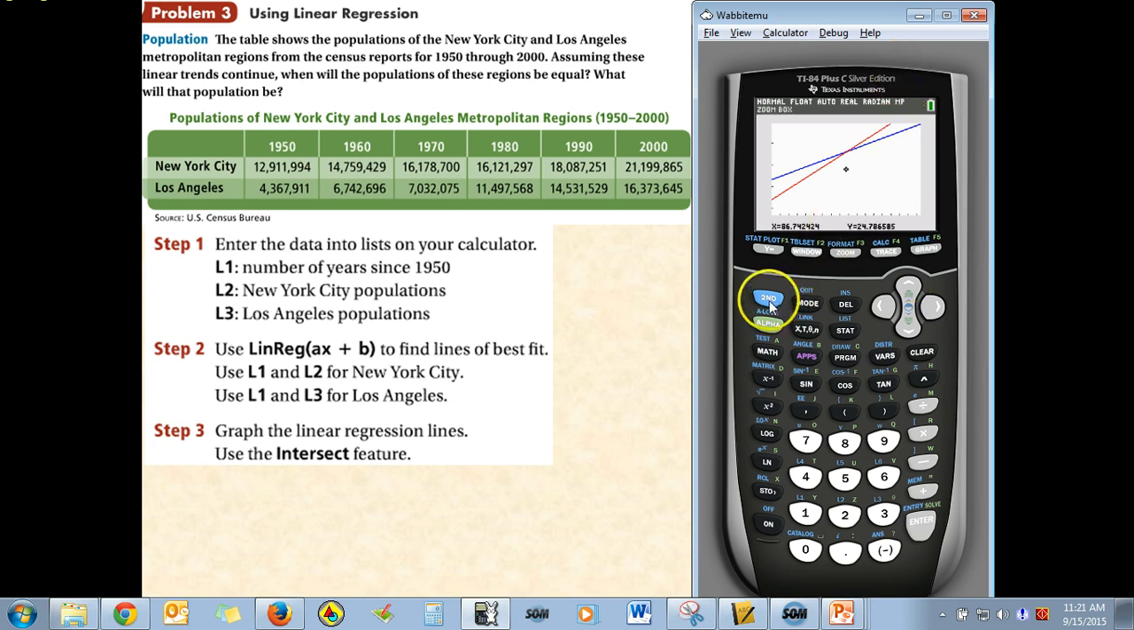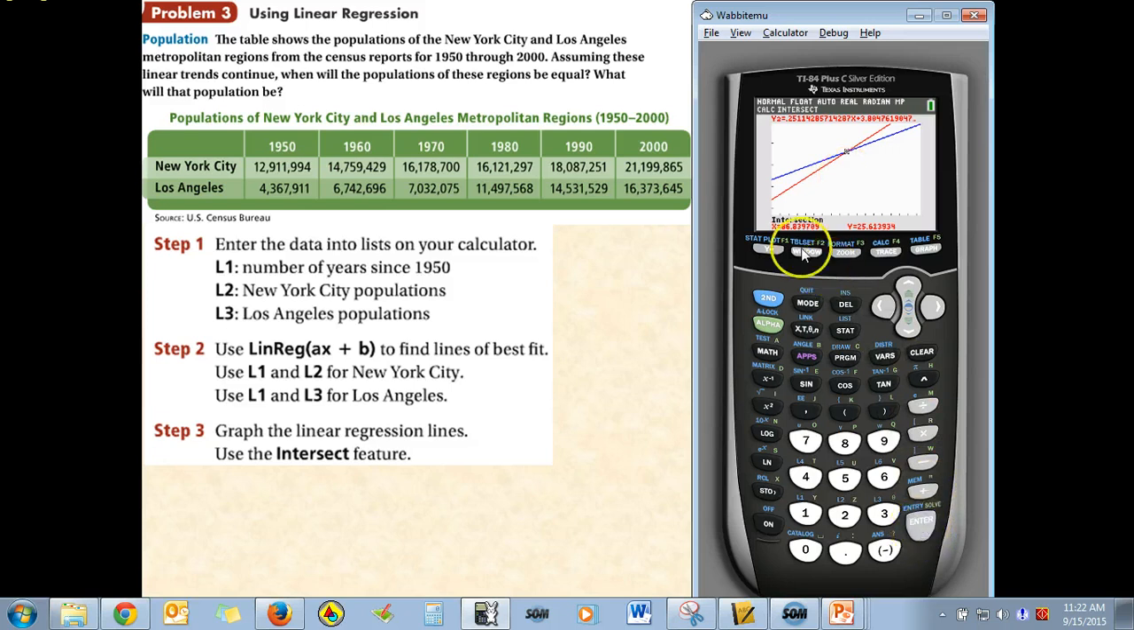Now I'll show you a cool feature, the intersect feature. It's under calculations. These are for graph calculations. So second, calc, intersect is 5. And then it says, what's the first curve? Is it blue? And I say, yes. And they say, what's the second curve? Is it red? And I say, yes. And they say, what's your guess? And I say, right around here is where I think they intersect.